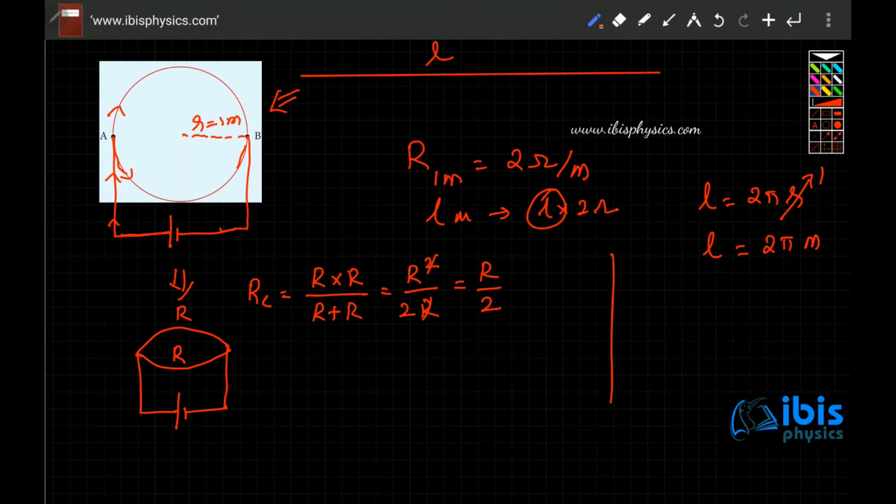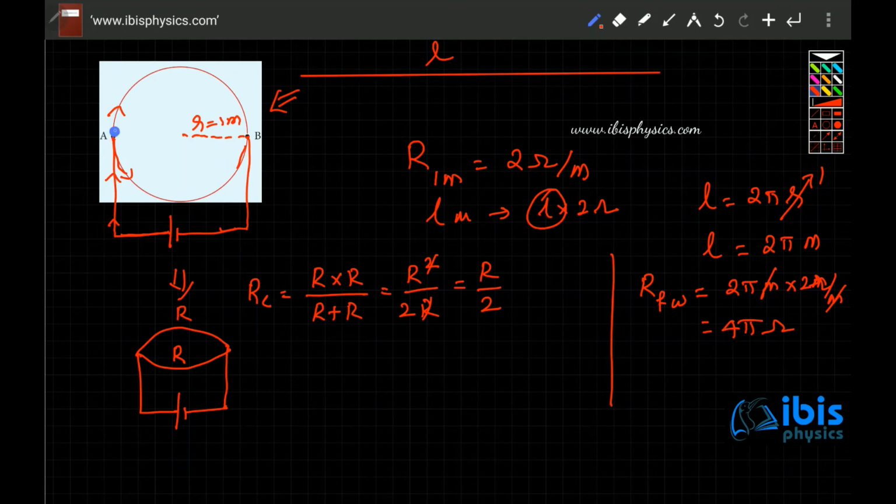So if the length is 2 pi meter, the resistance of the full wire is equal to 2 pi meter into the resistance per unit meter. So L into 2 ohms, so 2 pi meter into 2 ohms per meter. So the meter cancels. 2 times 2 pi will be equal to 4 pi, and the ohm will be there: 4 pi ohms. So the total resistance of the wire is 4 pi ohms.